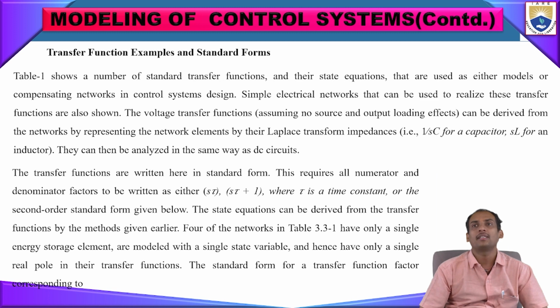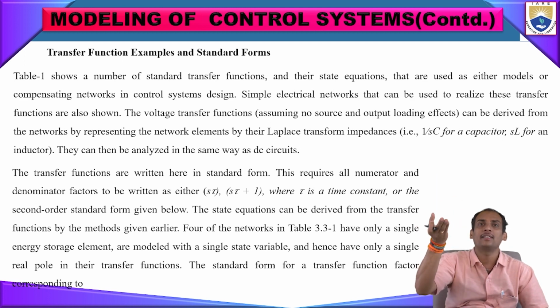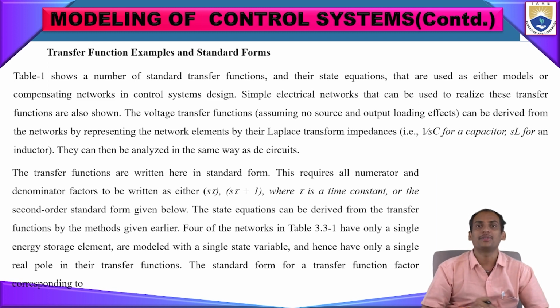The voltage transfer function can be derived from networks by representing the network elements by Laplace transform impedances. We discussed in the last classes how a transfer function is mathematically represented, and how it is converted into the Laplace transform operator, if you remember. The transfer functions are written in a standard form, requiring a numerator and denominator, written in s tau and s tau plus 1, where tau is a time constant, and the second order form is given here.